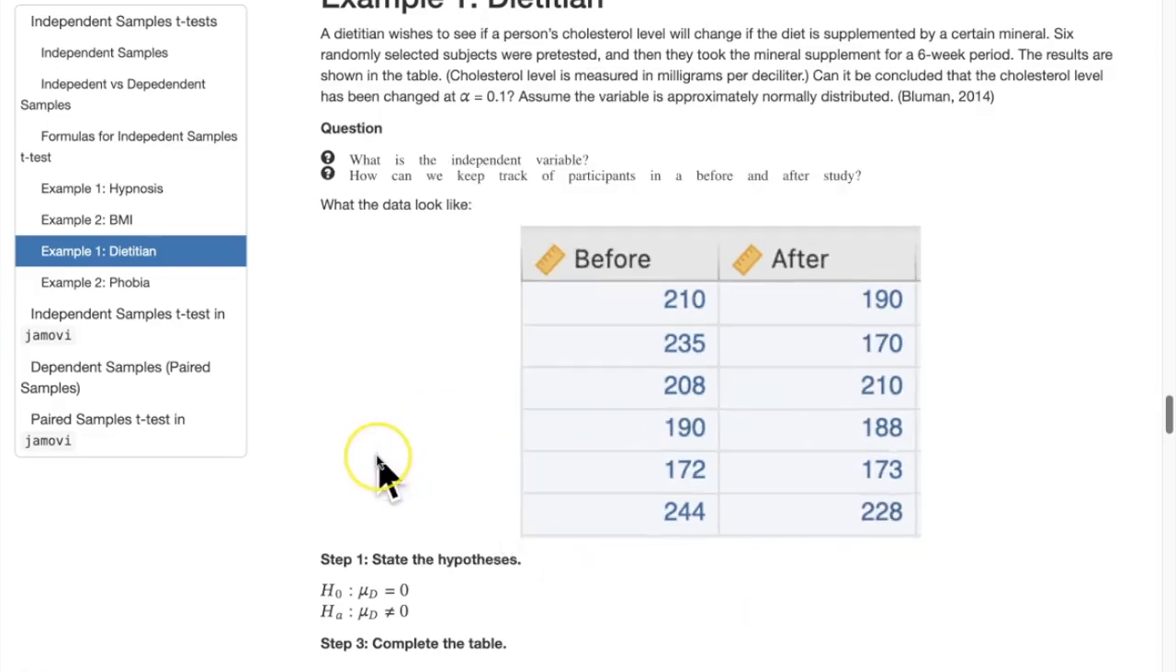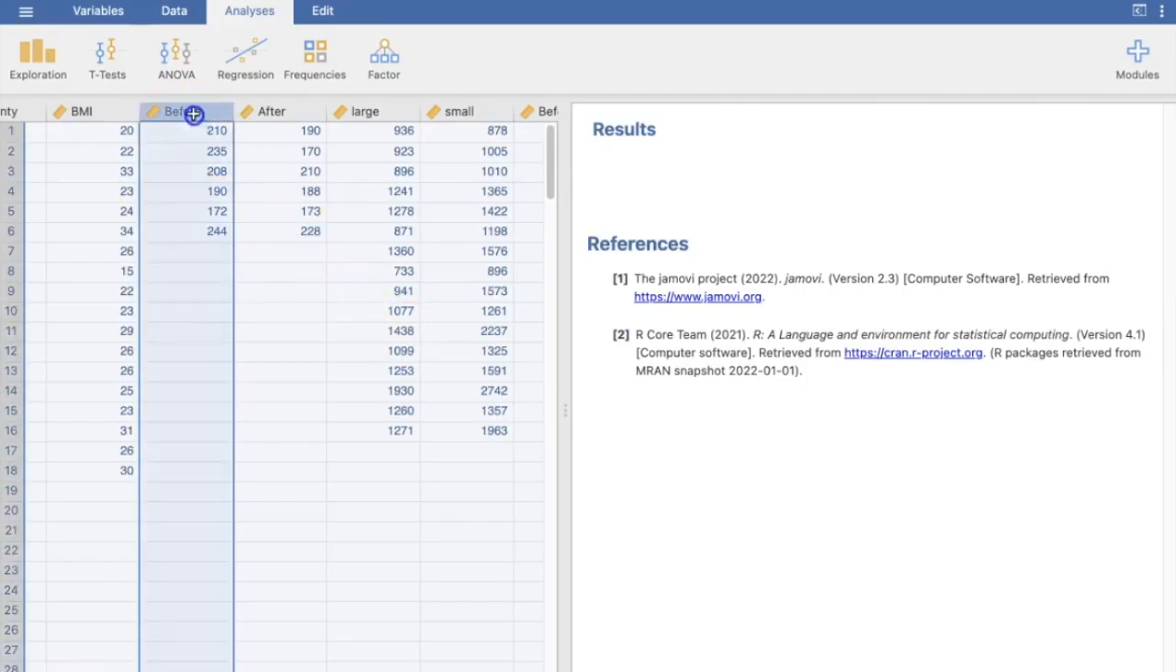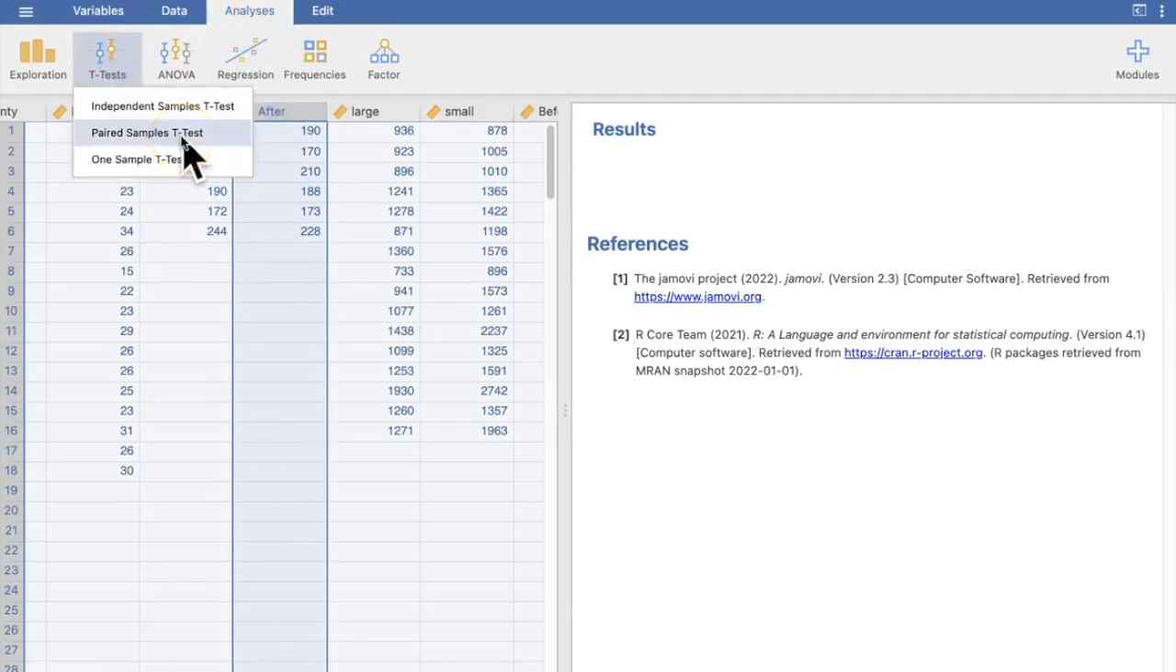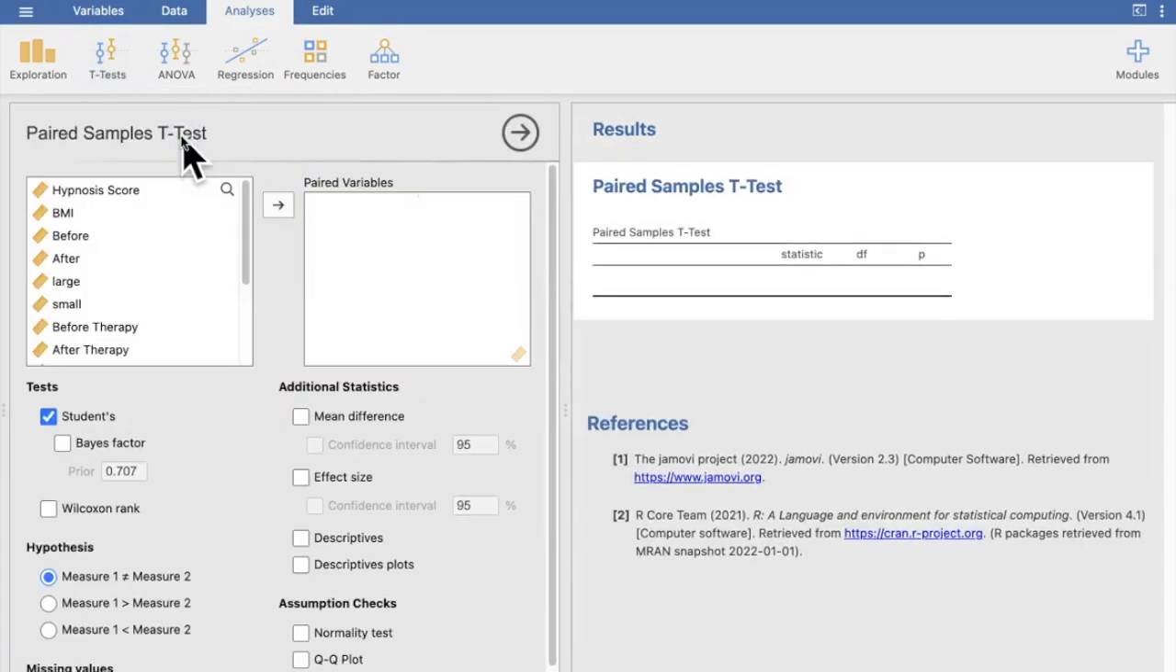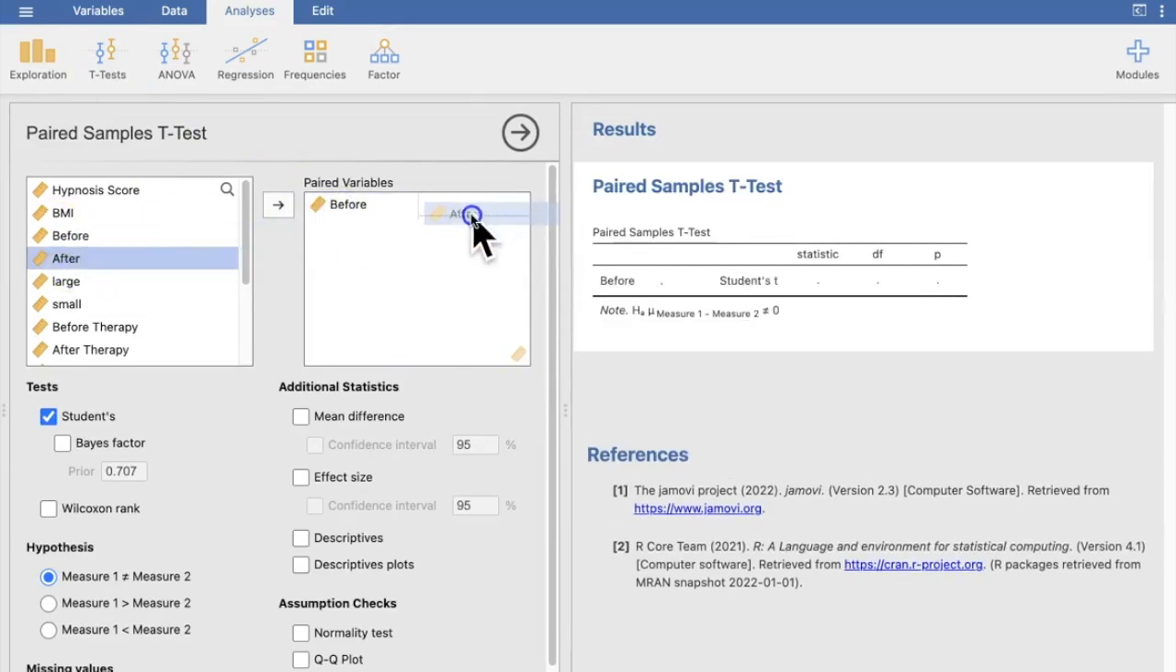Okay, so let's go to jamovi. Okay, so we are in jamovi. We have the before and we have the after. In analysis, we're going to go into t-test. This one is a paired samples t-test. Notice how it only is going to take continuous variables, so it's only going to take the dependent variables, before and after.